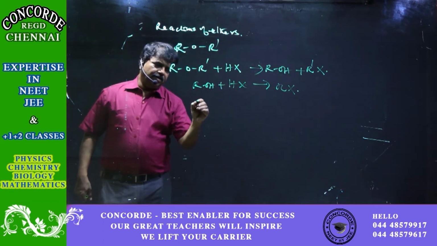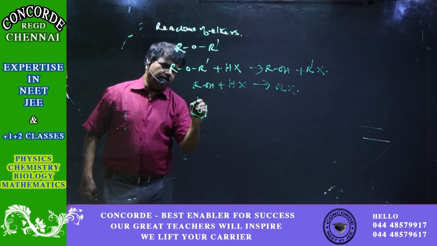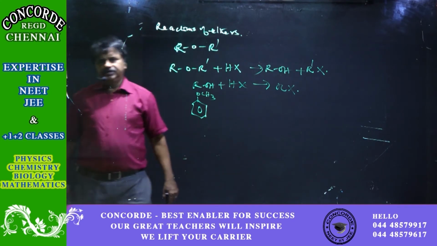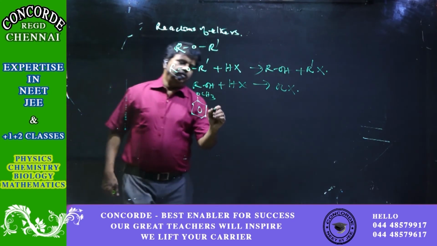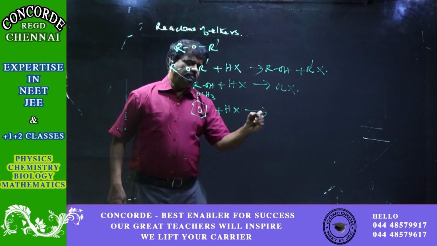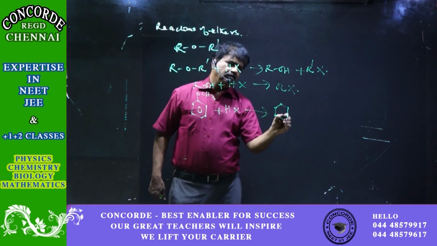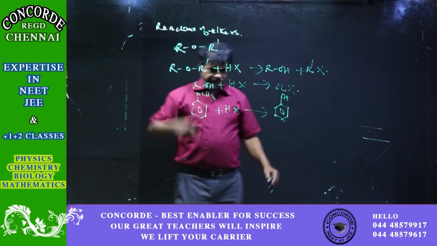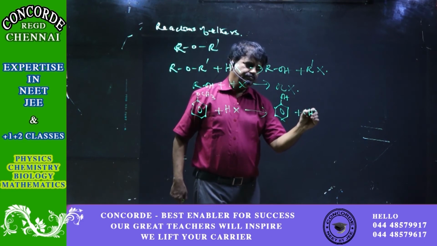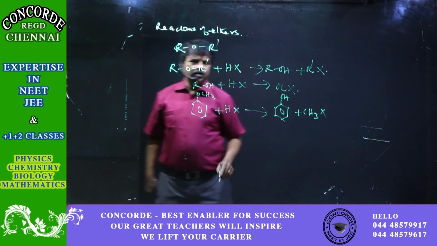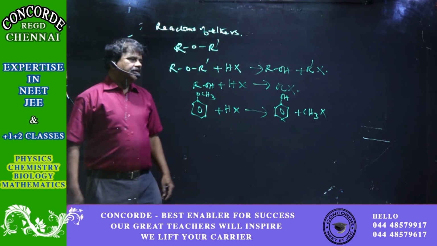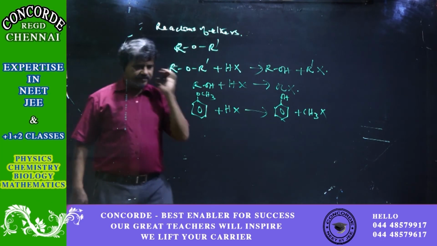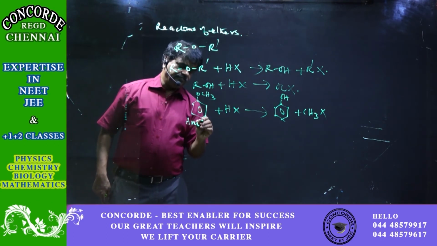In case it is an aromatic ether like this, when you treat it with HX, you get only phenol. It stops with the phenol, and a further conversion of phenol doesn't take place. The name of this compound is anisole.